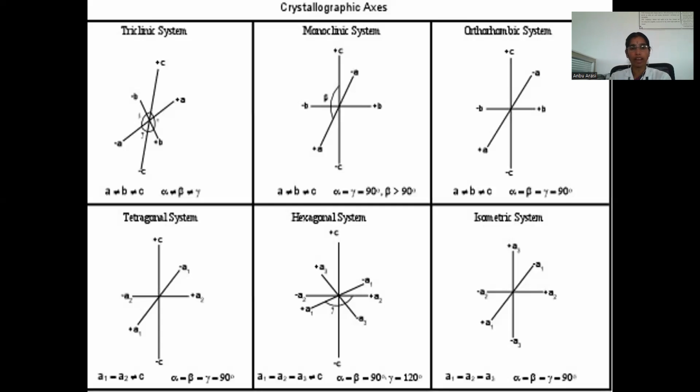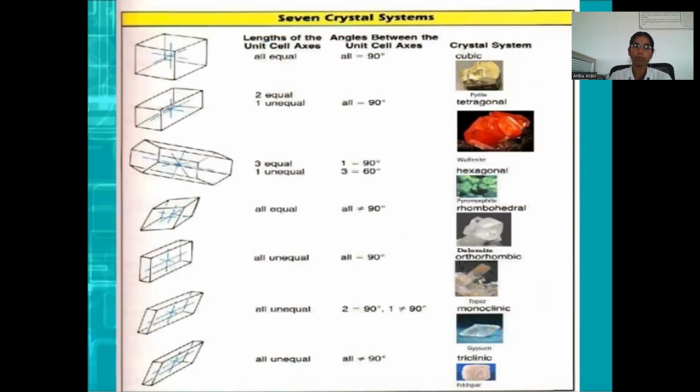Triclinic system. Triclinic system has inclined surfaces, not perpendicular to each other. Here also A is not equal to B is not equal to C. And monoclinic system, orthorhombic system, tetragonal system, hexagonal system, and isometric system. These are all the 6 crystal systems. This is the short form.